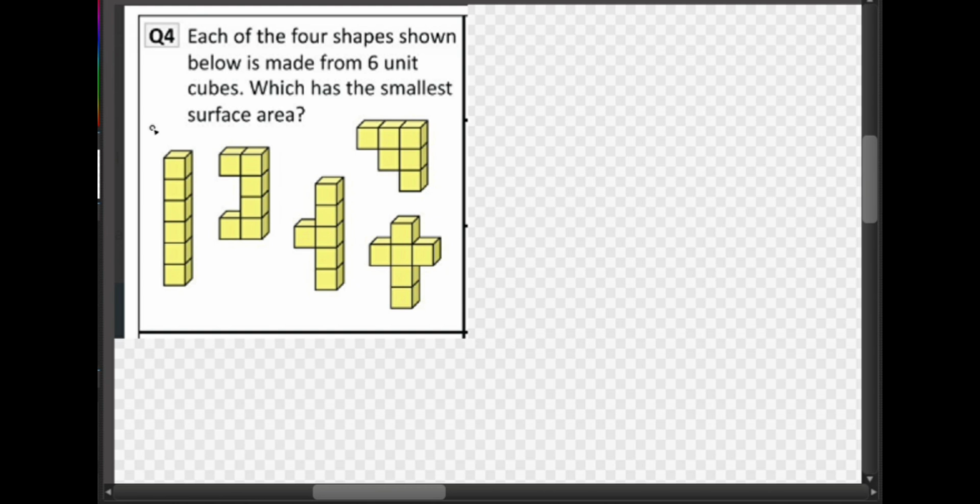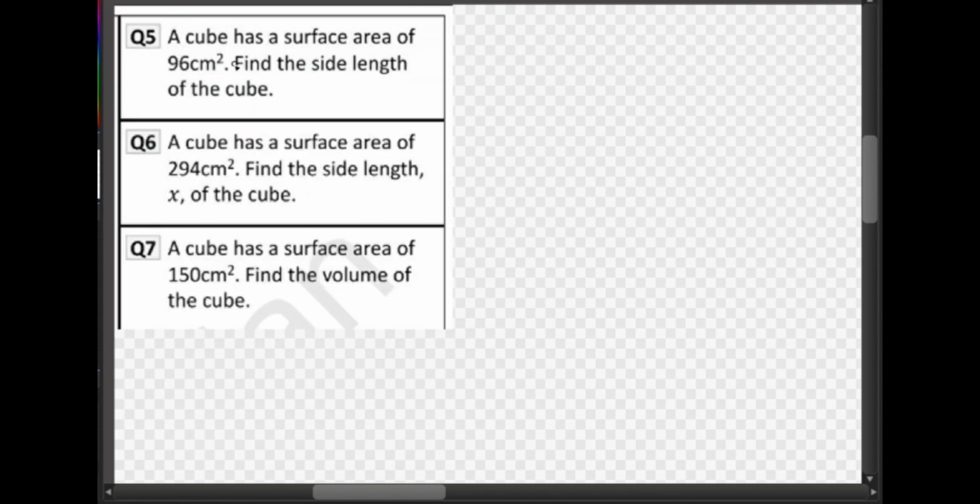So we can call the shapes A, B, C, D, E. Shape A has around 26 faces exposed. Shapes B, C, and E have around the same, and only shape D has around 24 faces exposed. So the answer is shape D.